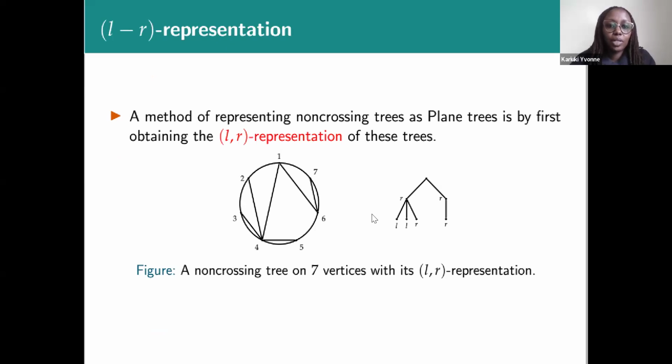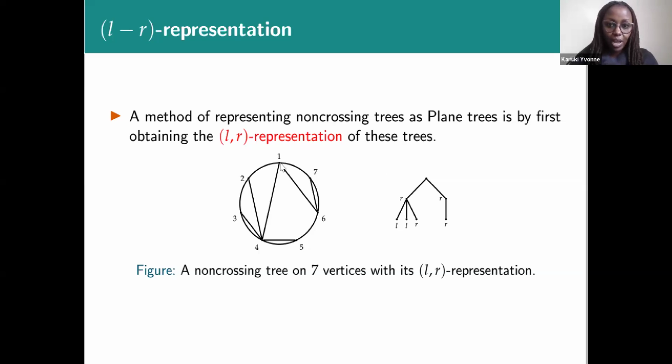Now, there is a method that was introduced by Prodinger et al. in 2002 for enumerating non-crossing trees. When you're enumerating these trees, the ones whose vertices lie along the circumference of a circle, it's a bit complicated to get how many trees of this number of vertices exist, while it is easier to enumerate them as plane trees. So they introduced a method called the LR representation, which I'm going to be borrowing for this talk, where you just pull out this tree from within the circle.